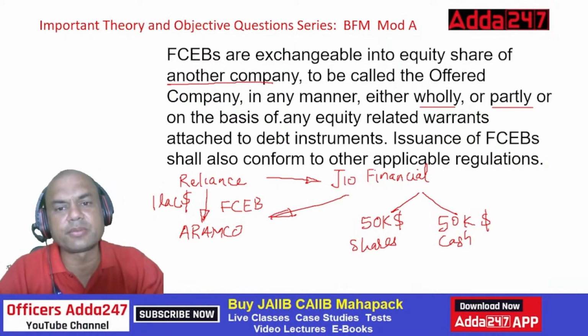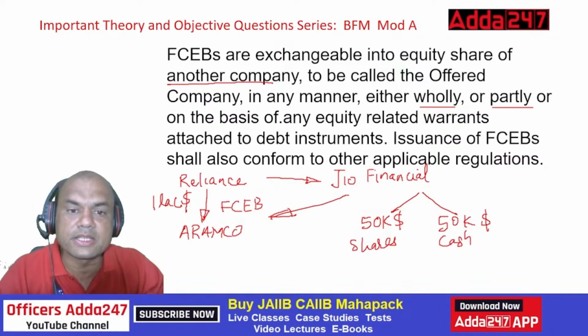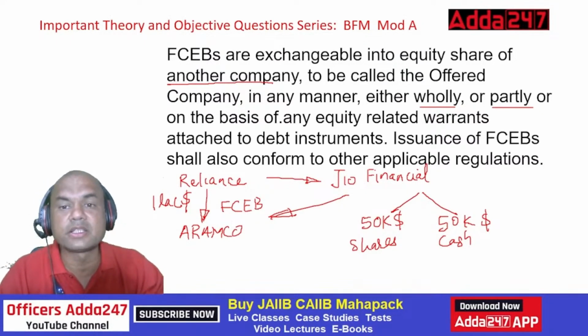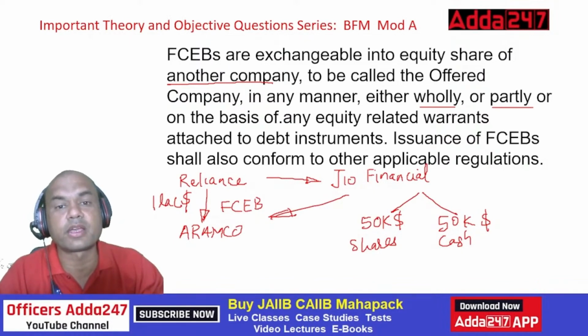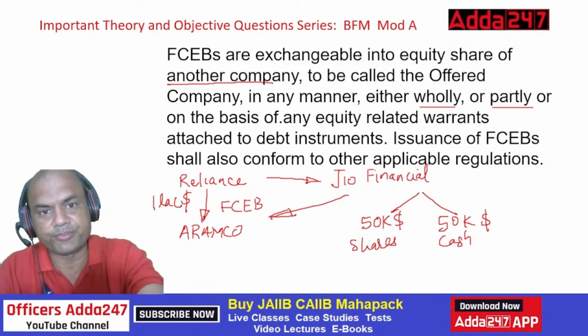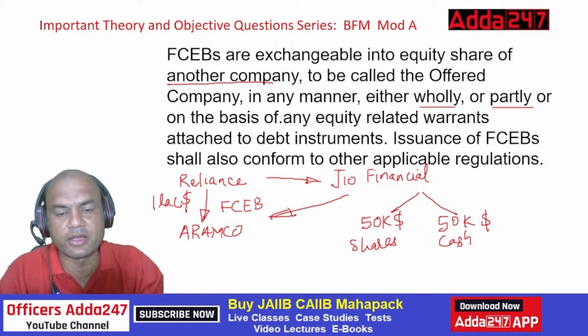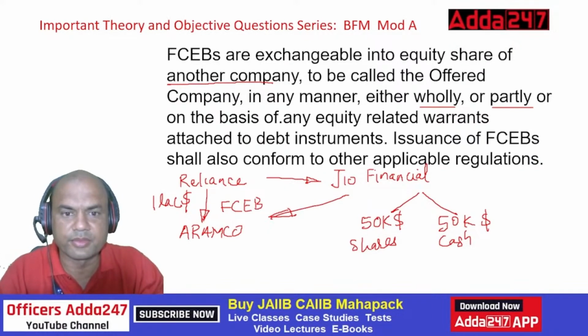So exchangeable bond means the other company's shares are offered, that is exchangeable. And convertible bond means the same company's shares are offered against the exchange of the bonds. Okay, clear concept? Very clear. Shall I move ahead? Okay.